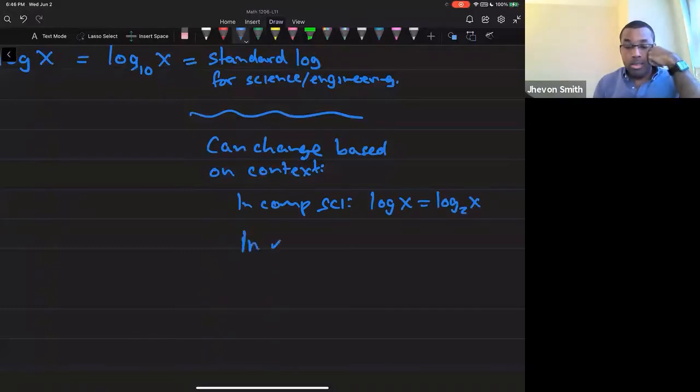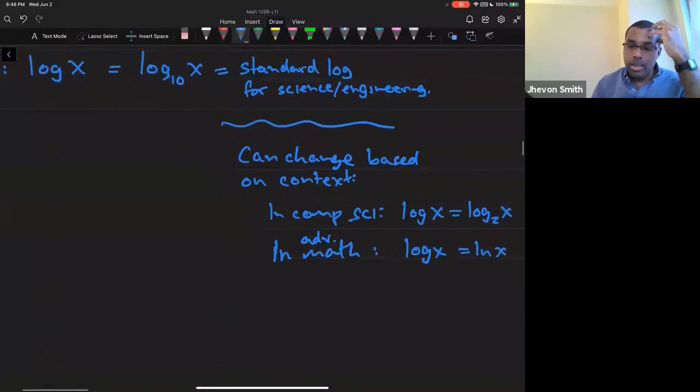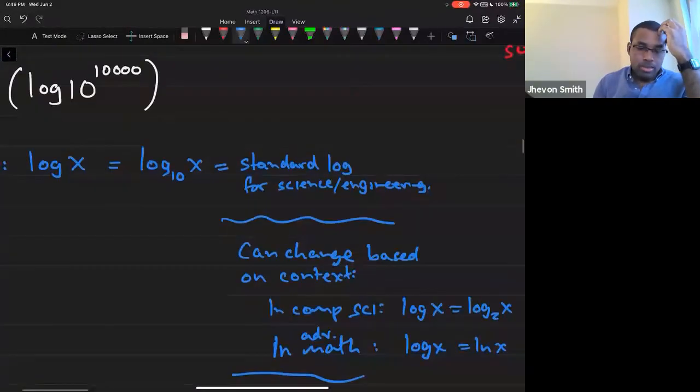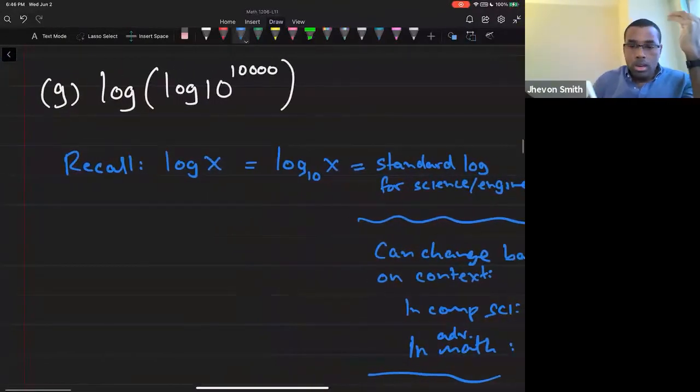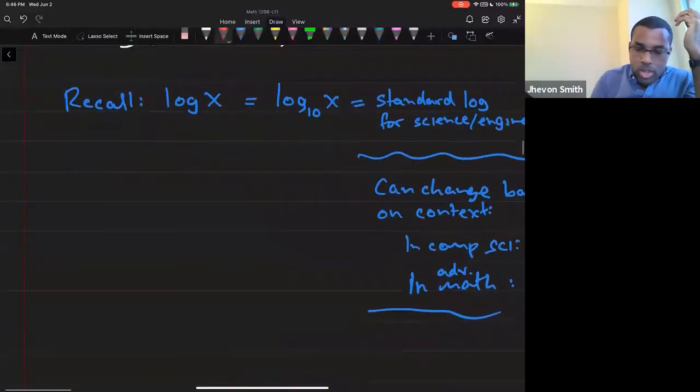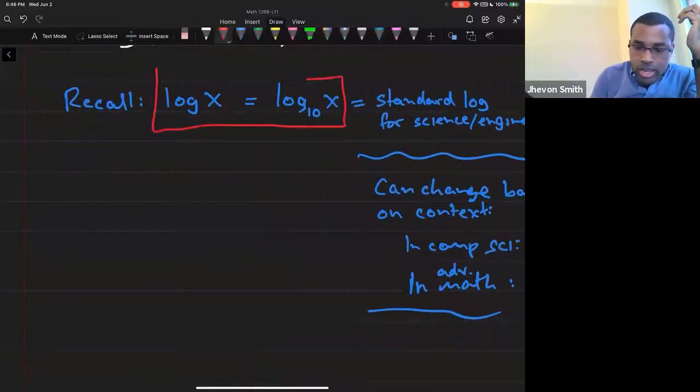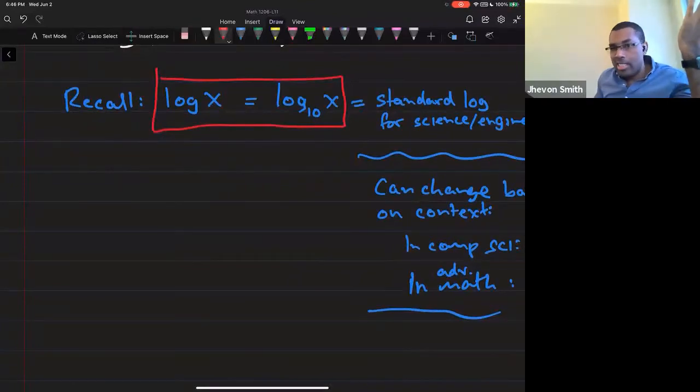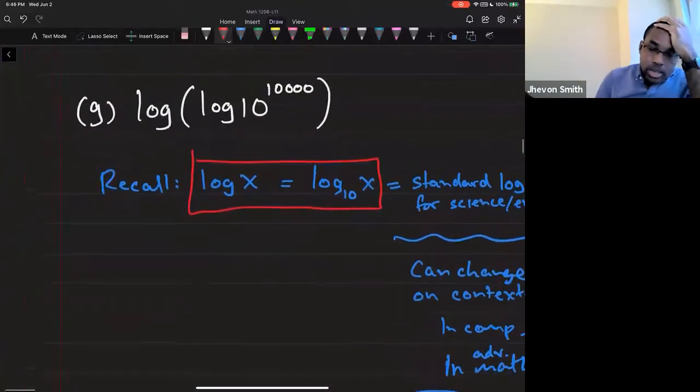If you're in math, let me say advanced math, if you see log, they really mean ln, because no one works in a base other than e. Why would you do that? It's super nice for math. But for us, the assumption is most of you are going through science or engineering or something similar. So that's usually the standard. Okay.